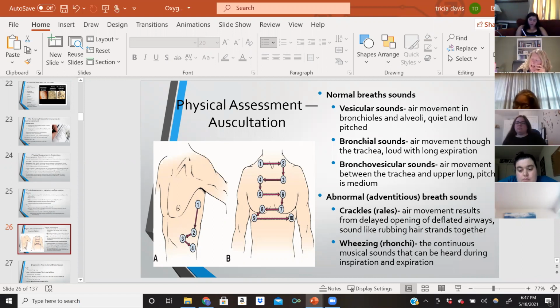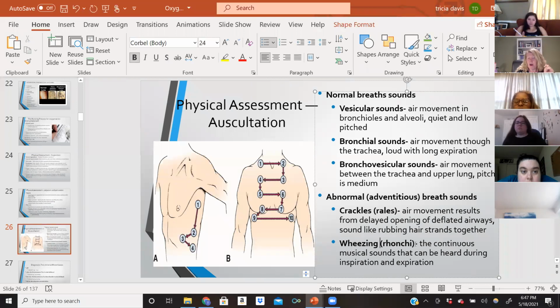Rhonchi sounds like crackles. So you can always determine if a patient has crackles or rhonchi if you have them cough. Rhonchi should not be on this slide by wheezing. So you guys should take that out. Wheezing and rhonchi are not the same. I'm not sure why that's in there. That's a typo. Go ahead and cross that out.